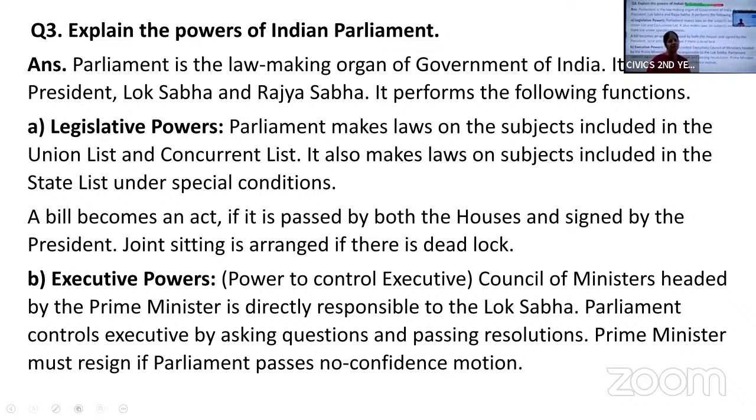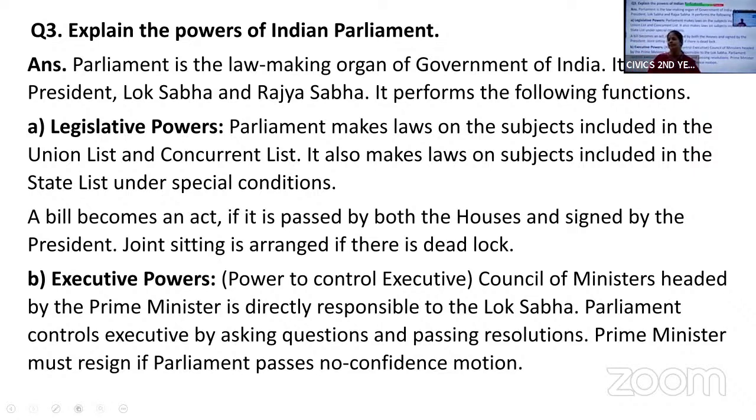Yesterday, we started with your third chapter, that is Union Government, and we discussed the powers and functions of the President. Under that, we discussed ordinary and emergency powers of the President. We also discussed the powers and functions of the Prime Minister. So with that, we have discussed the powers of the real executive as well as the nominal executive.